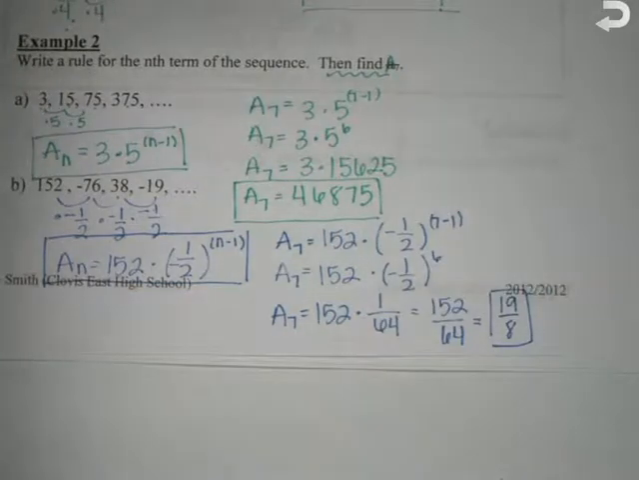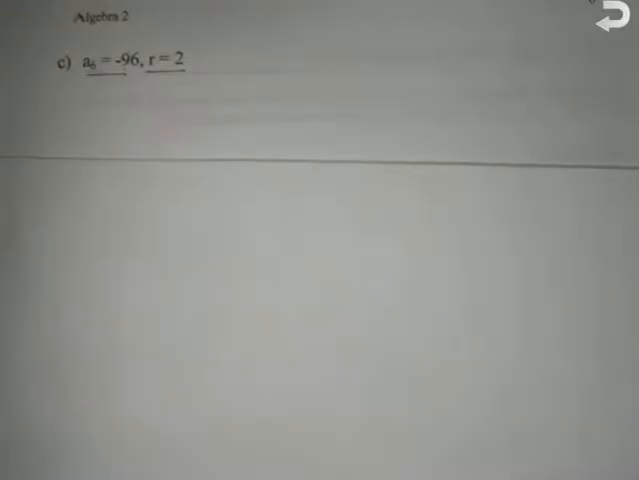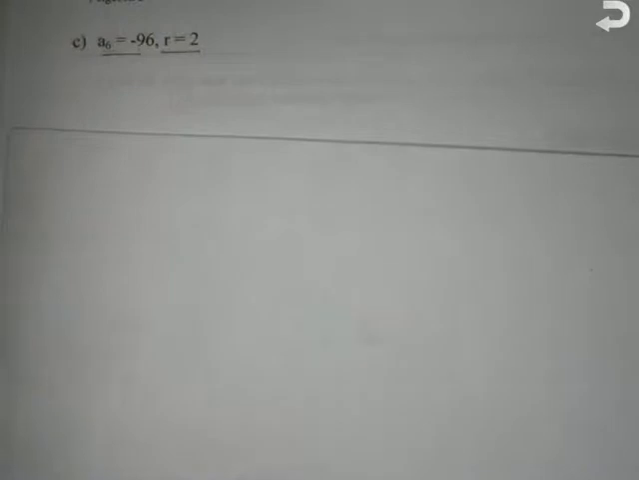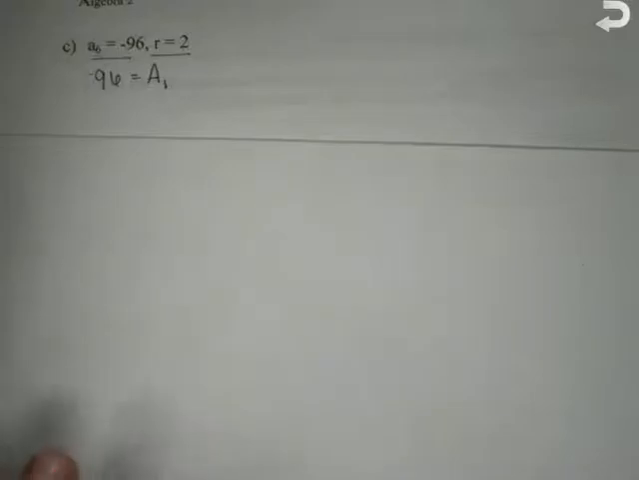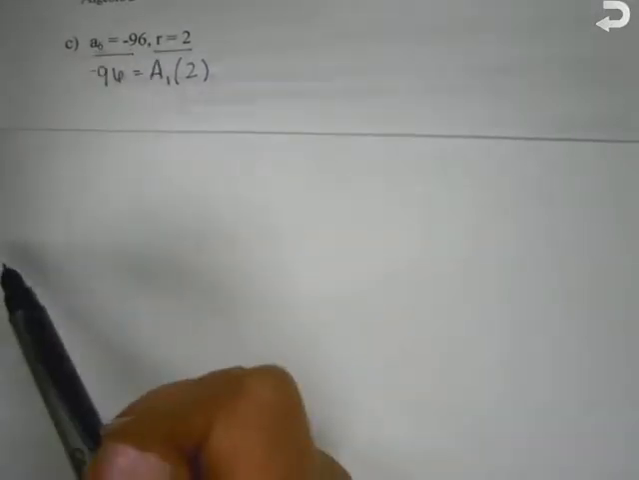So this time we are given one term and r. So what do you guys think we're going to do? We're going to have to just plug in what we know. So negative 96 equals, do we know what a sub 1 is? So a sub 1 times, what's r? 2. To the n minus 1. If I have negative 96 as a sub n, what's n? 6. So to the n minus 1 would be 6 minus 1, which is 5.